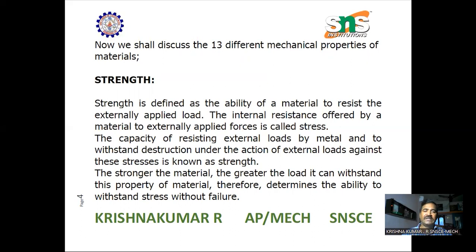Strength. Strength is defined as the ability of a material to resist the externally applied load. The internal resistance offered by a material to externally applied forces is called stress. The capacity of resisting external loads by metal and to withstand destruction under the action of external loads against these stress is known as strength. The stronger the material, the greater the load it can withstand. This property of material therefore determines the ability to withstand stress without failure.